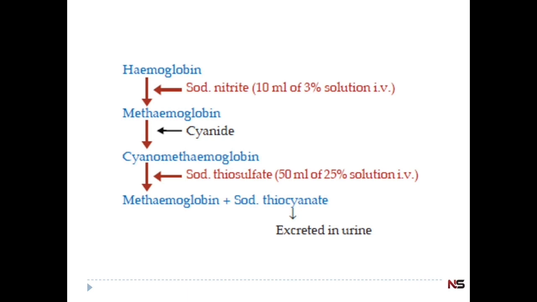Free cyanide is what poisons. If cyanide is not in the free form, there is no problem. That's why hemoglobin, when treated with sodium nitrite, becomes methemoglobin, and cyanide combines with methemoglobin to become cyanomethemoglobin. This cyanomethemoglobin dissociates afterwards in the blood and releases free cyanide, which is poisonous. Before that, we should give sodium thiosulfate, which reacts with the cyanomethemoglobin to give methemoglobin and sodium thiocyanate. This is freely excreted in urine.